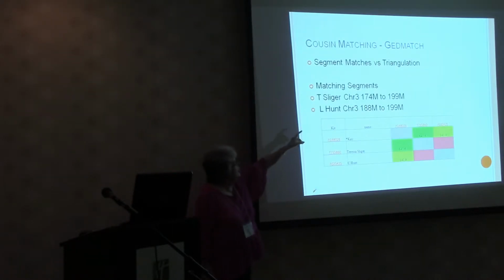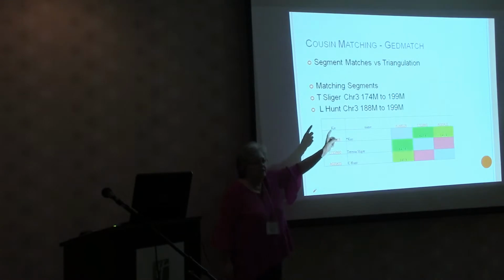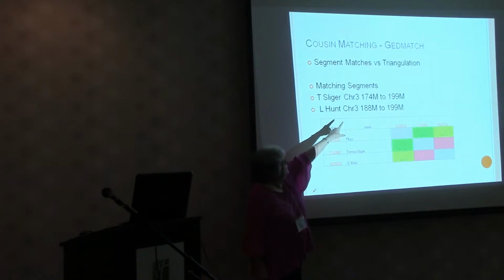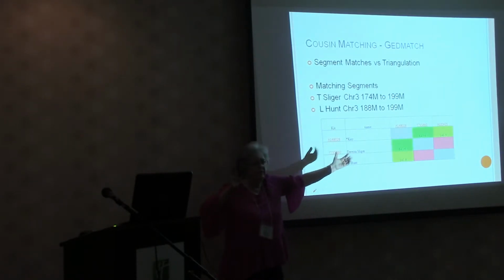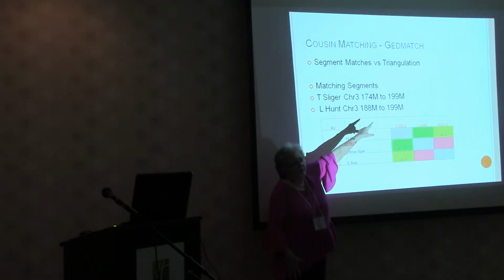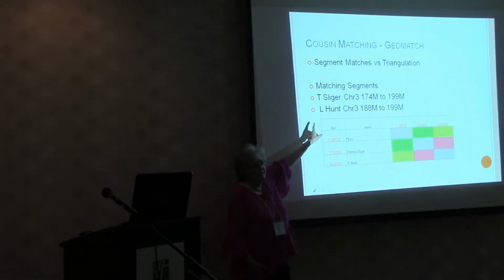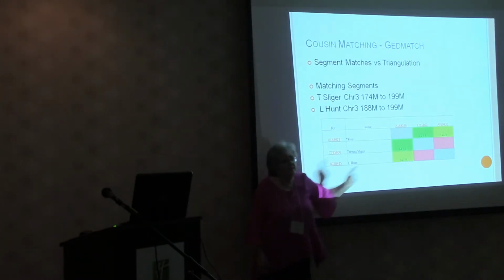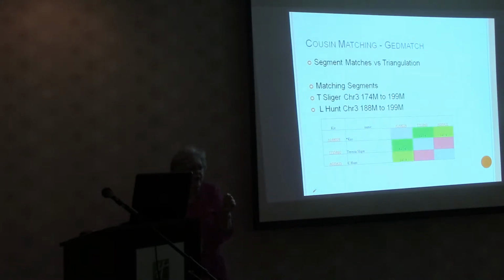Segment matches versus triangulation. I have a match on 23andMe between Teresa on chromosome 3, and it's 174 million. You know, the numbers, if you look at those start and stop numbers, they're really huge, so I've put them down where they're easier to understand. We match from 174 to 199, and my cousin Lucky Hunt matches me on chromosome 3, 188 to 199. So you can see that those segments overlap. They overlap from 188 to 199. Each of those individuals match me.